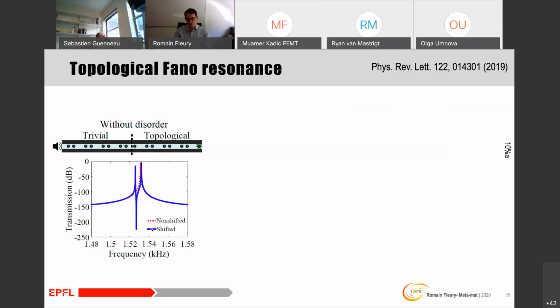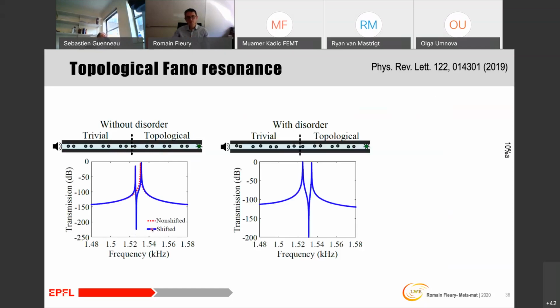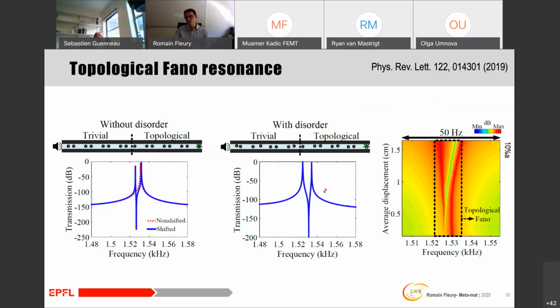So now let's see what happens if we put disorder. We see that because the two modes are guaranteed by topology and they are pinned to a certain frequency, the Fano has to remain. But the Fano changes a little bit because the disorder changes their coupling. So the shape is still sensitive to the outside world, so the Fano can still be used for sensing, for instance. This is interesting. That's what happens when I increase continuously the level of disorder. So I see that I always have a Fano resonance.